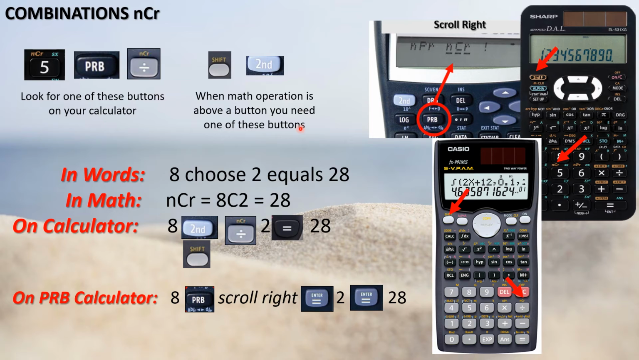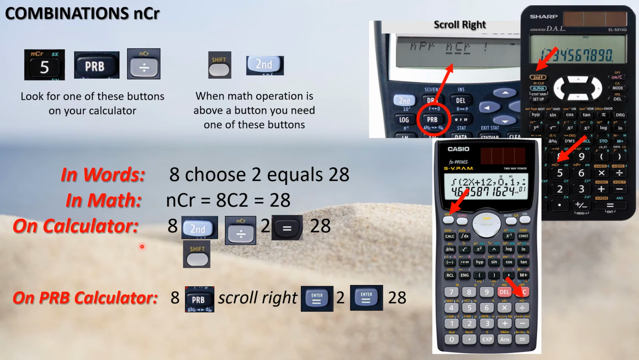Okay, so now you're in a statistics course, and you need your probability buttons. So here we're going to just try it with NCR. So your NCR button is either above the 5, the divide sign, the probability, or it might be a button to its own. So locate your NCR. You may need to use the shift button depending on your calculator.